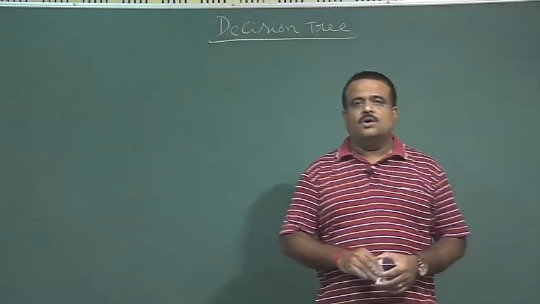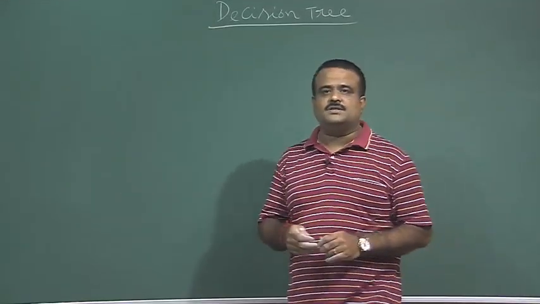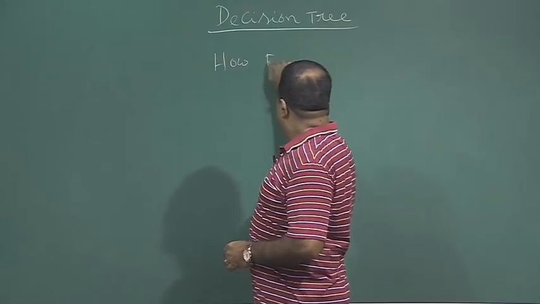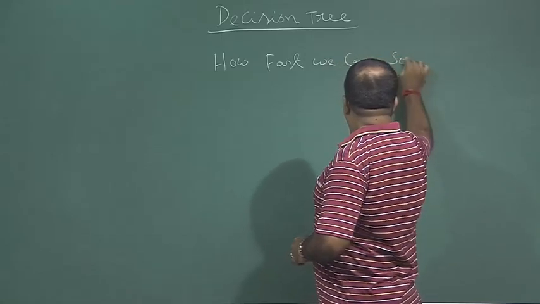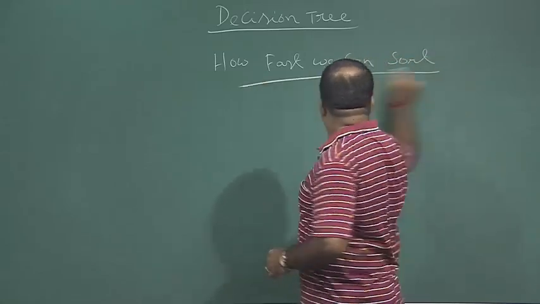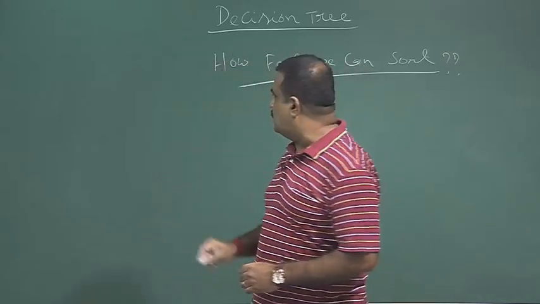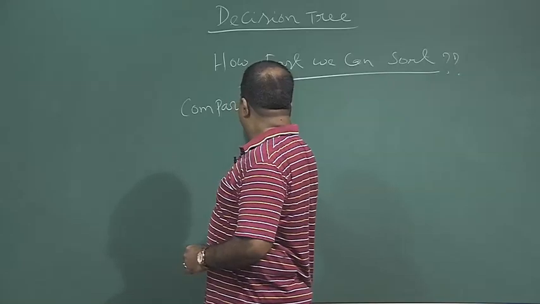Okay, so we talk about decision tree. The question is how fast we can sort. So, this is the question. So far we have seen some comparison based sort. All the sorting algorithms we have seen are comparison based.